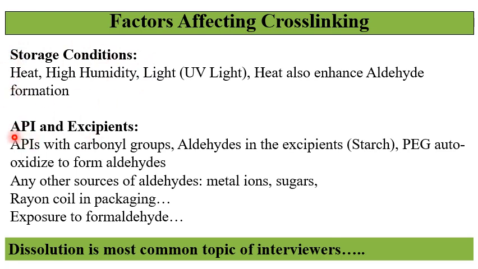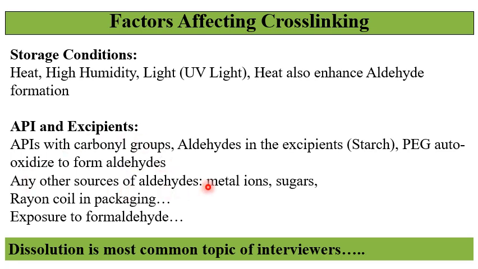Then coming to the formulation front, API and excipients. Generally, APIs with carbonyl groups show an impact on cross-linking. If the capsule contains APIs with carbonyl groups, then there will be a chance of cross-linking. Then aldehydes in the excipients. An example is starch. Then polyethylene glycol. Polyethylene glycol auto-oxidizes to form aldehydes, and these aldehydes increase the chances of cross-linking.